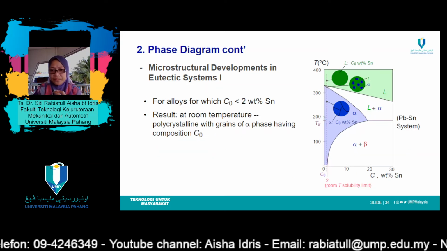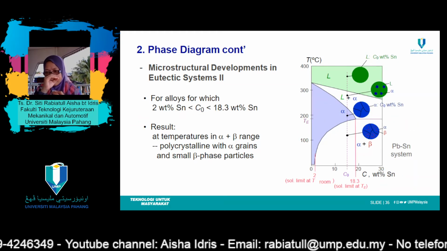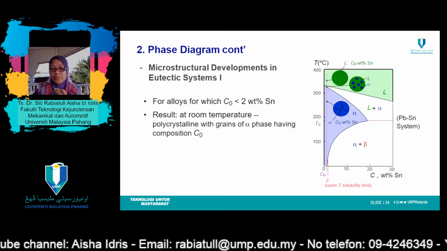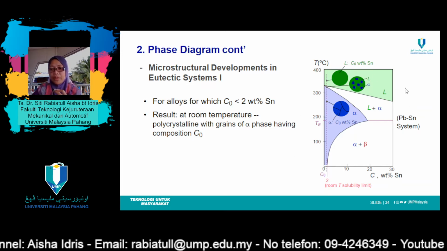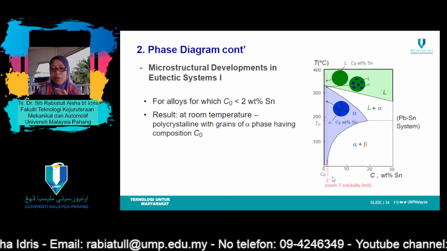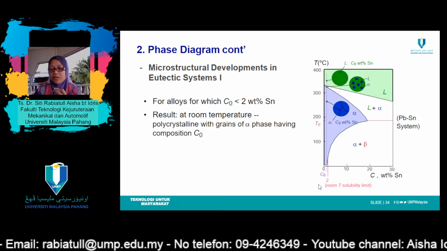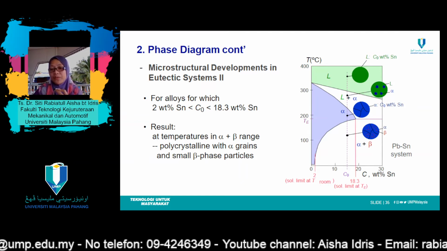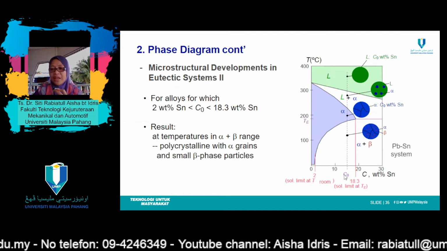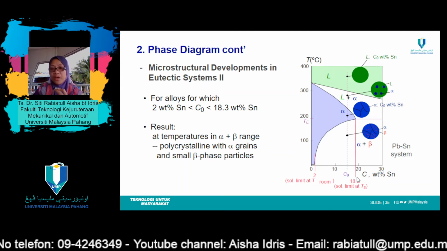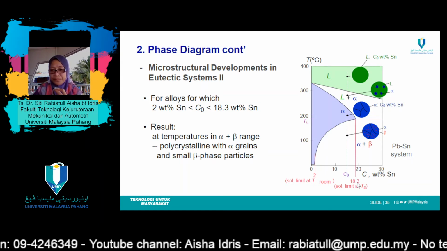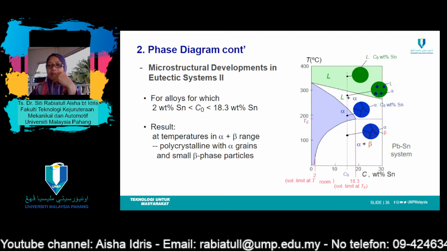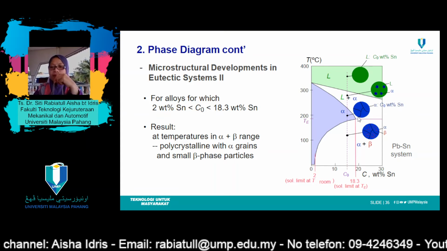Well, this one, if you notice from the phase diagram, this will happen if the percentage of tin is less than 2%. What will happen if the C naught or tin percentage is in between 2 and 18.3, which is before this point there? So this is the microstructure that may exist.